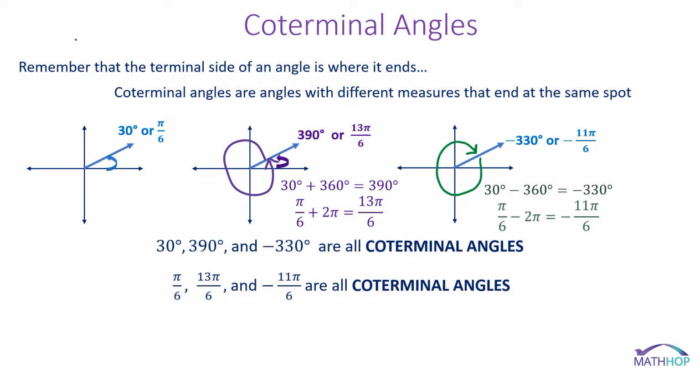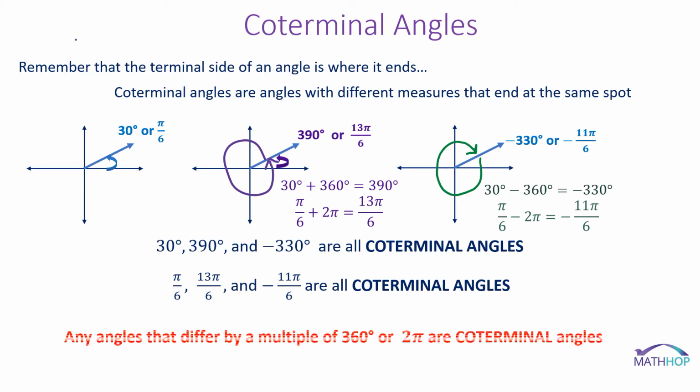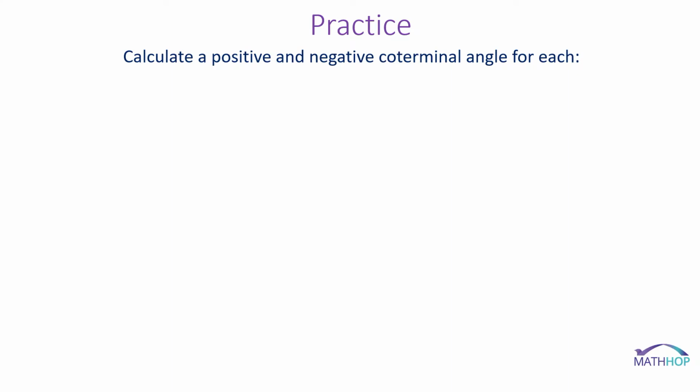So this shows us that any angles that differ by a multiple of 360 or a multiple of 2 pi are coterminal angles. They are going to end at the same terminal side. All right, let's practice calculating a few because this might be new for a lot of you.